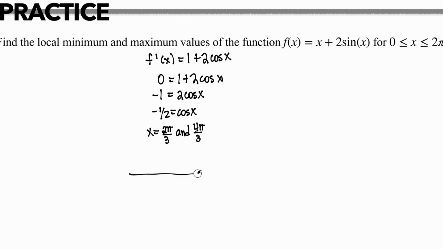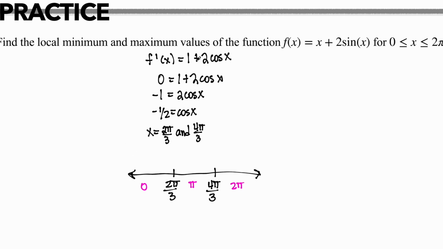So next thing we do is the line test. We have 2 pi over 3 and 4 pi over 3. Okay, so we need to come up with numbers on either side. Well, 0 is always a great number to use. Between 2 pi over 3 and 4 pi over 3 is pi, and on the other side of 4 pi over 3 is 2 pi. So let's start with 0.